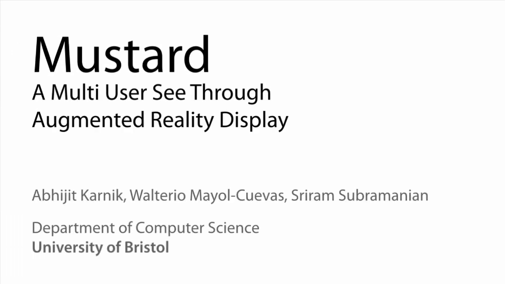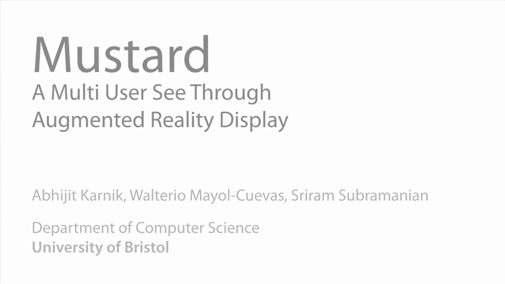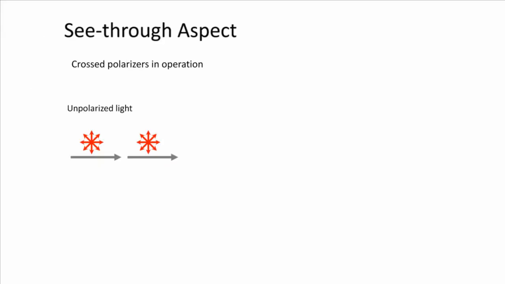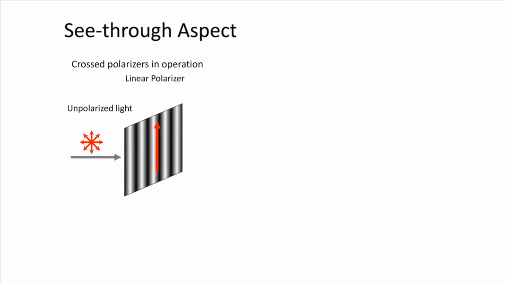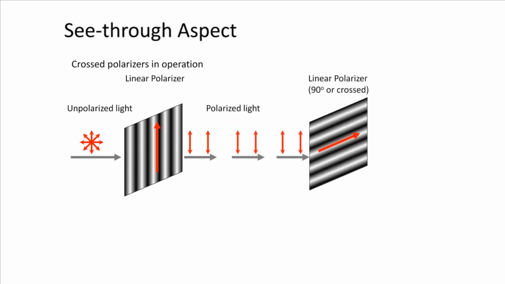In this paper, we present Mustard, a multi-user see-through augmented reality display. Mustard works as a see-through display by interacting with polarized and unpolarized light differently. Unpolarized light passing through a linear polarizer gets polarized in one direction. The polarized light will be blocked by another polarizer at 90 degrees to the first polarizer.